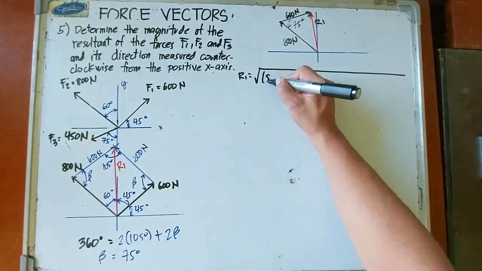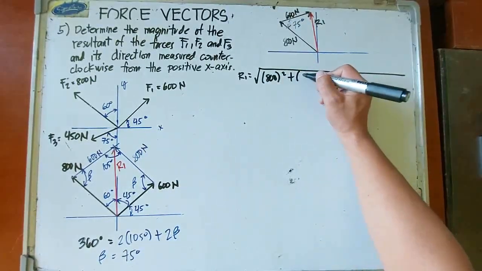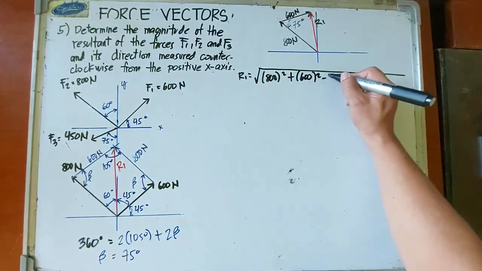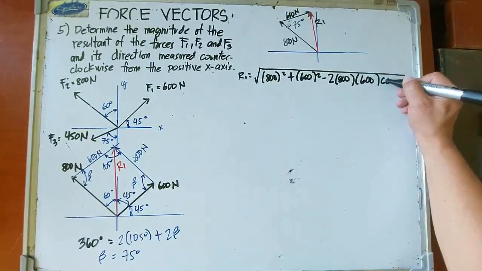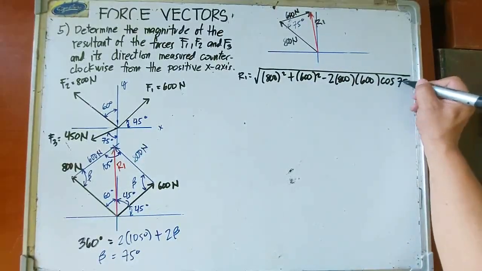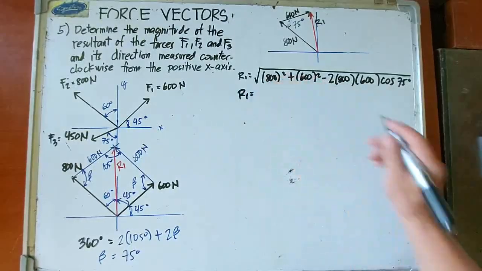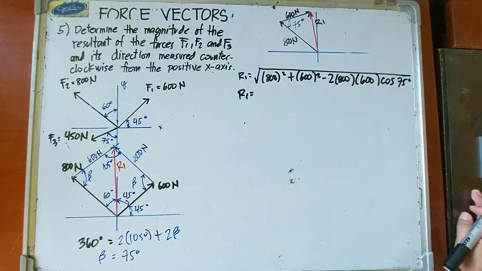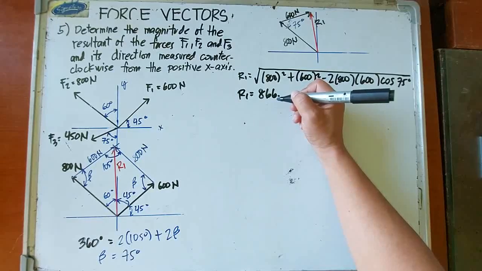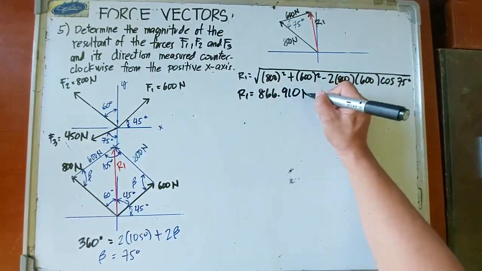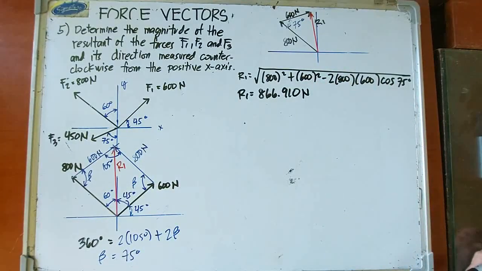So we have 800 squared plus 600 squared minus 2 times 800 times 600 times the cosine of the included angle, that is 75 degrees. So the resultant of F1 and F2 is equal to 866.910 newtons.